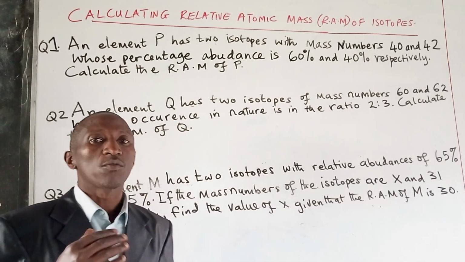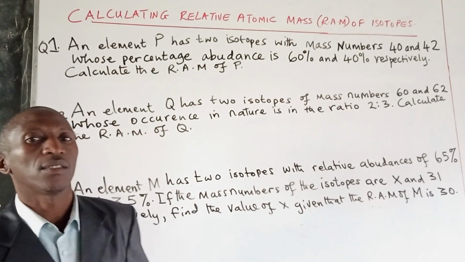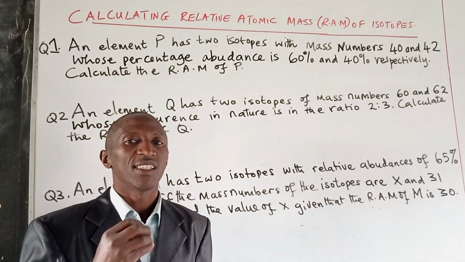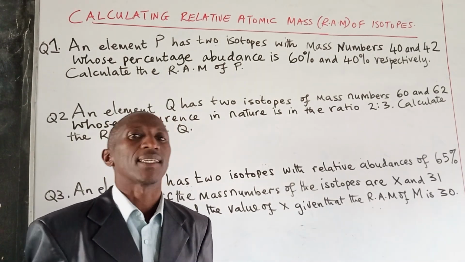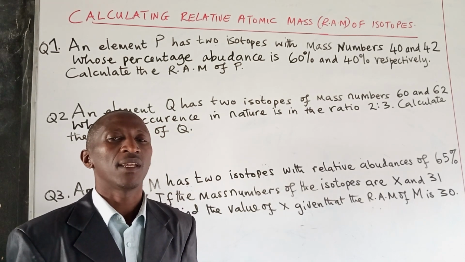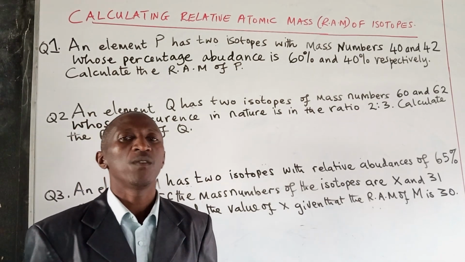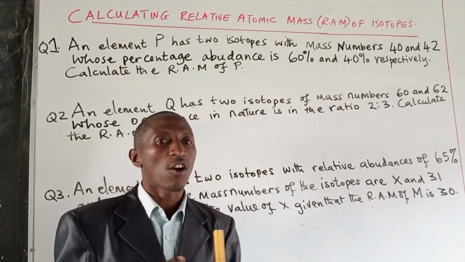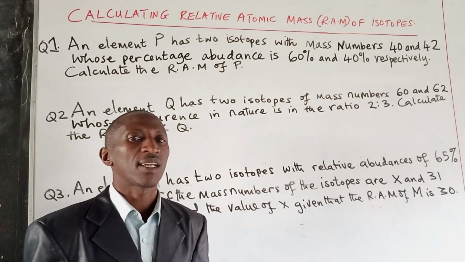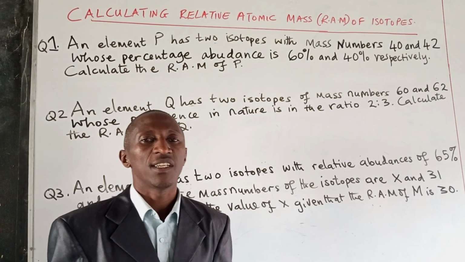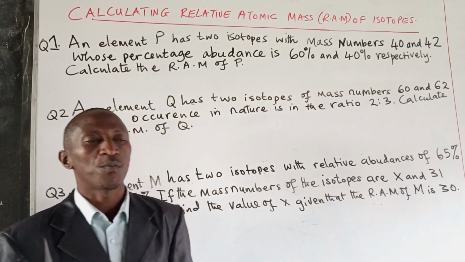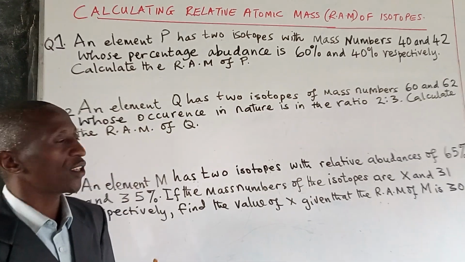Chlorine 35 has an abundance of 75%, while chlorine 37 has an abundance of 25%. When we compute this, and this is a common computation, we get that the RAM of chlorine is 35.5.